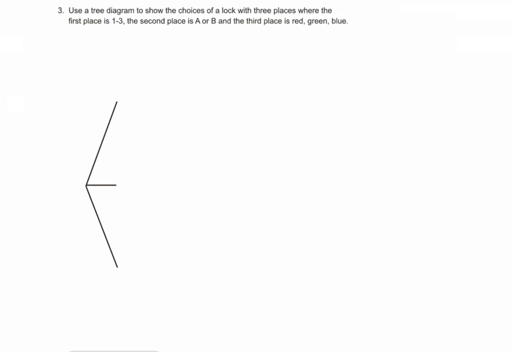I'll get you the homework. Again, this should be an easy lesson. Use a tree diagram to show the choices of a lock with 3 places where the first place is a 1, a 2, or a 3. The second place, the second thing on this lock, is an A or B. And the third place is red, green, blue. So this is the lock.